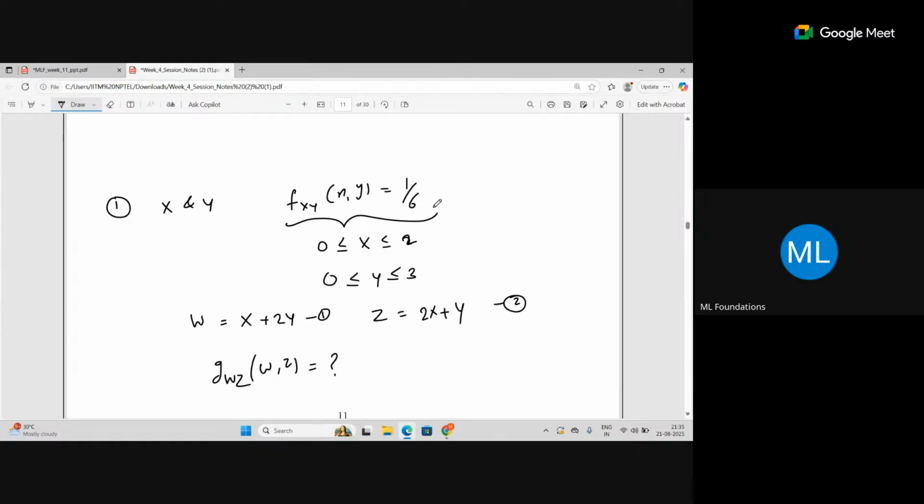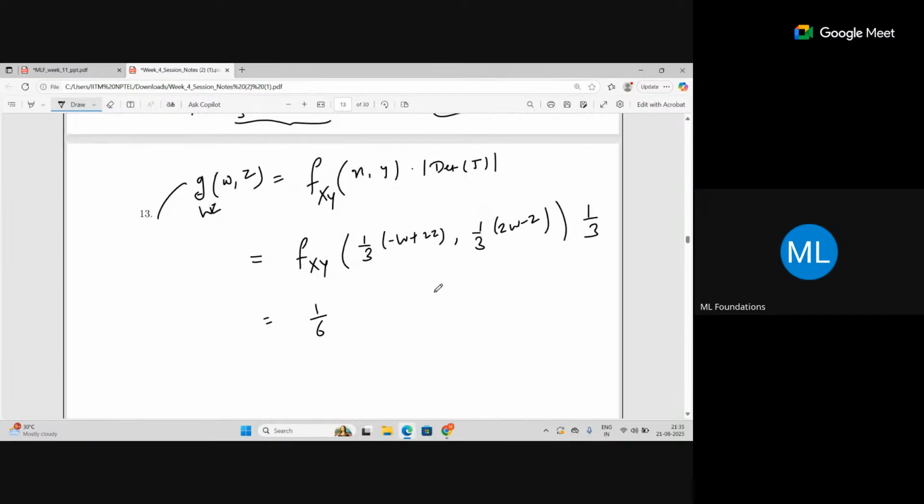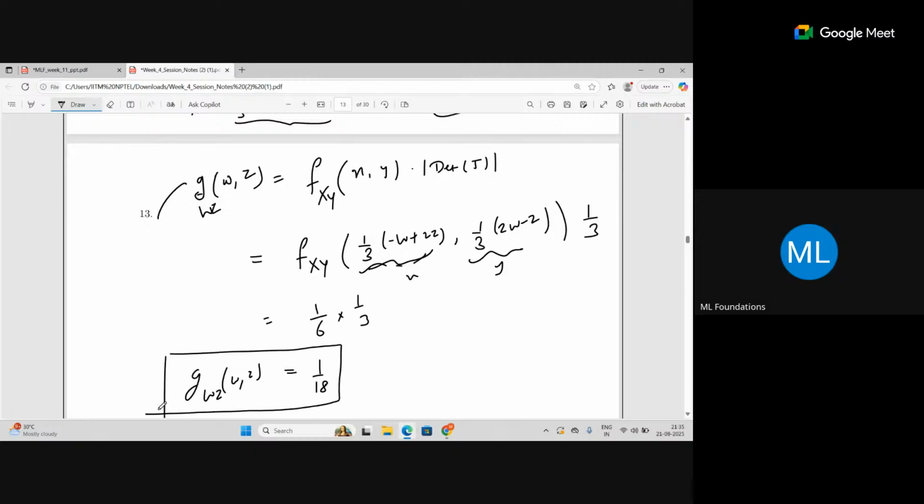So any value I put here instead of x and y, for every value of x and y, it will throw the constant joint density, right? Is it fine? This is the value of x I put here, the value of y, but it will be 1 by 3, 1 by 6, and into 1 by 3. So the joint density of w and z is 1 by 18. What is the meaning of this? It is uniform over w and z. Basically, it is uniform over that support of x and y. Correct. Now you understood how to find out the joint density.